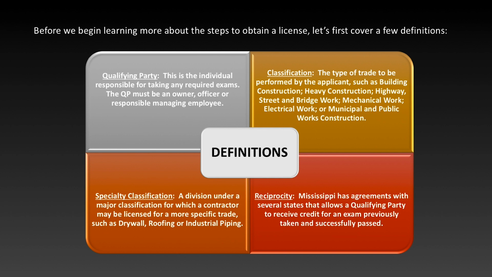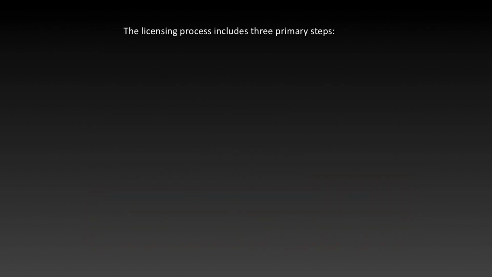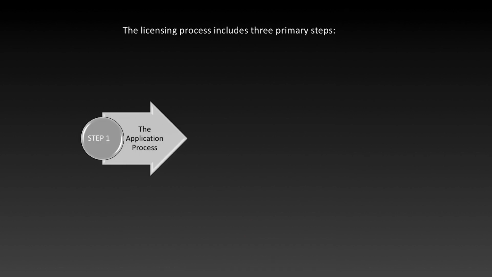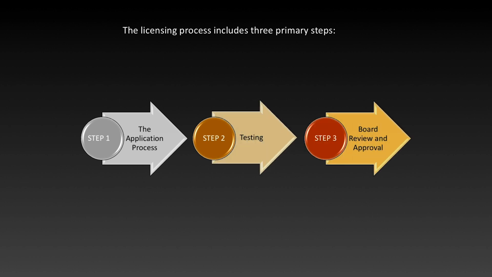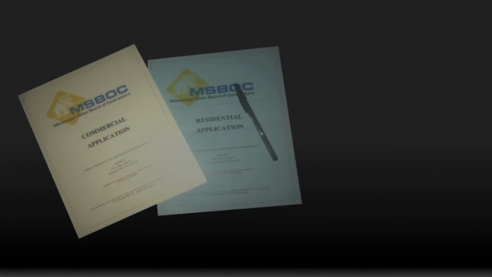Now that we've gone over these definitions, let's look at the 3 steps to obtaining a license. The licensing process includes 3 primary steps. Step 1, the application process. Step 2, testing. Step 3, board review and approval. Let's begin with the application process.